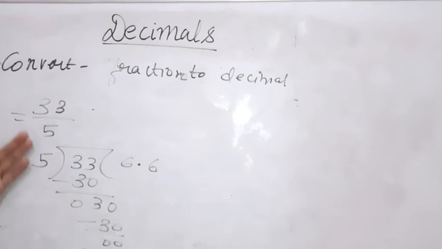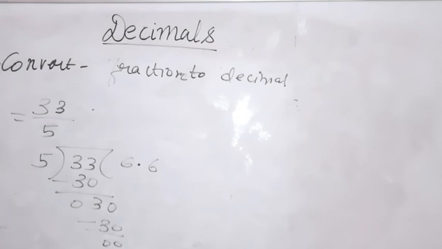We have to continue the process, add zeros at the extreme right side until and unless we are getting 0 as the remainder, because after placing the decimal point, you can add as many zeros as you want. So I hope you must have understood how you have to proceed with this.